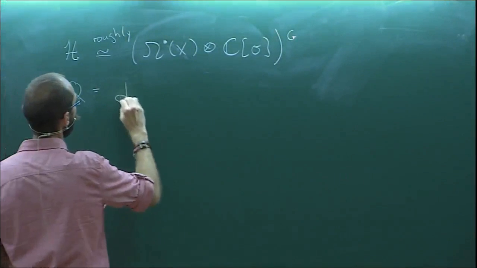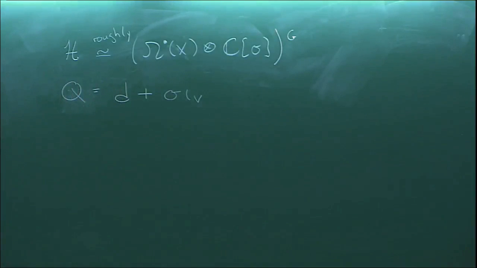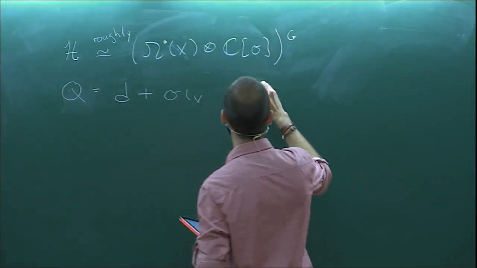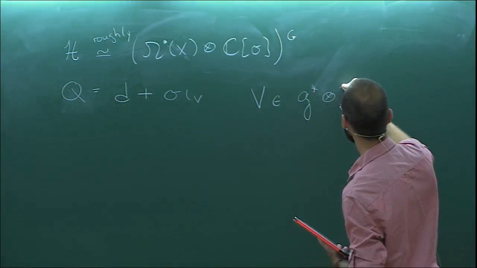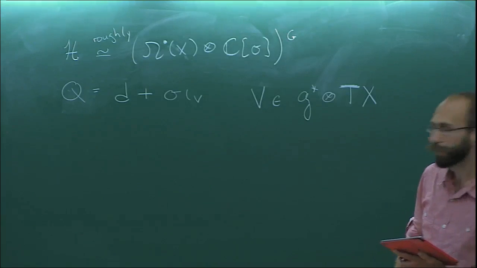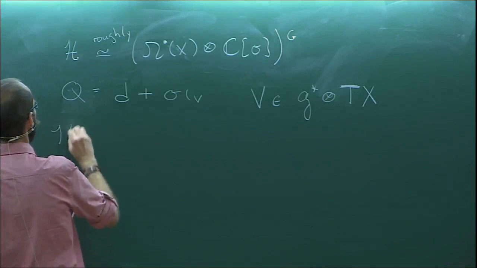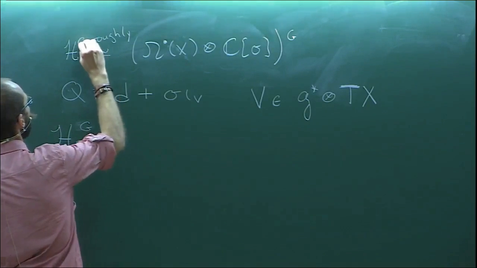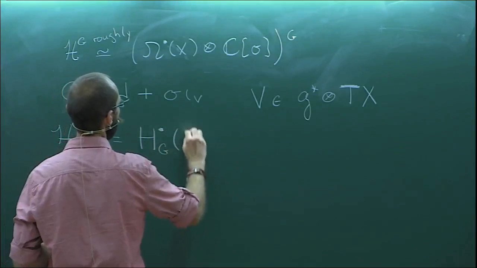The differential acting on this is the exterior derivative plus sigma times contraction with a vector field that generates the G action on X. If I'm careful about it, V is an element of G dual tensor vector fields on X. And then you immediately recognize this as the Cartan model for equivariant cohomology. So the Q cohomology in gauge theory is the equivariant cohomology H_G of X.